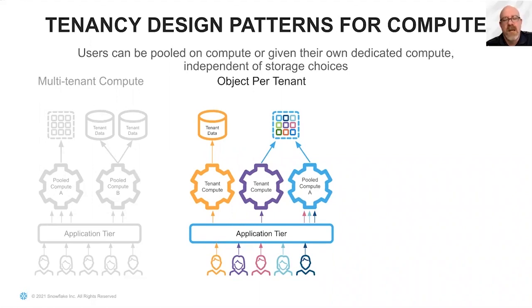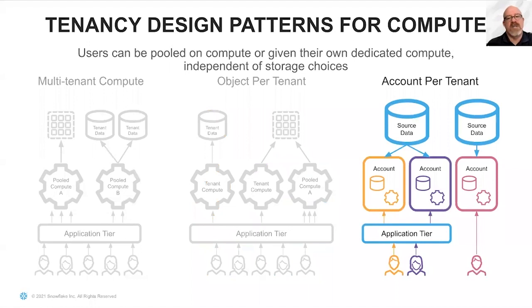However, when we get to account per tenant, this is where we start to get locked down a little bit more. And that's because compute does not span accounts within Snowflake. So when you're using the account per tenant model, you're actually going to be forced into giving each tenant their own compute, their own virtual warehouse. So now within that tenant account, we're going to see a dedicated tenant database and a dedicated tenant compute. And no one's going to share anything in this scenario. There's not going to be any pooling of anything.